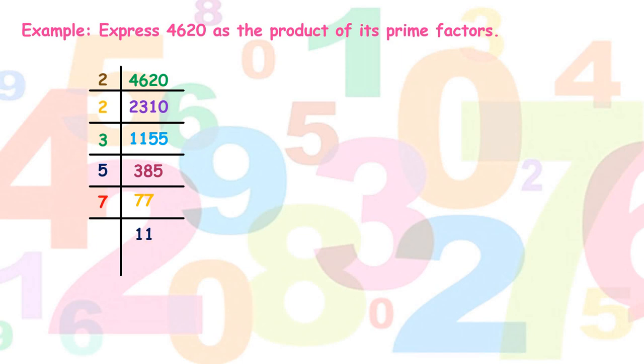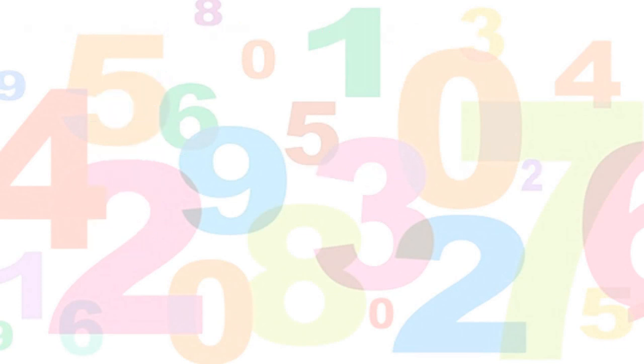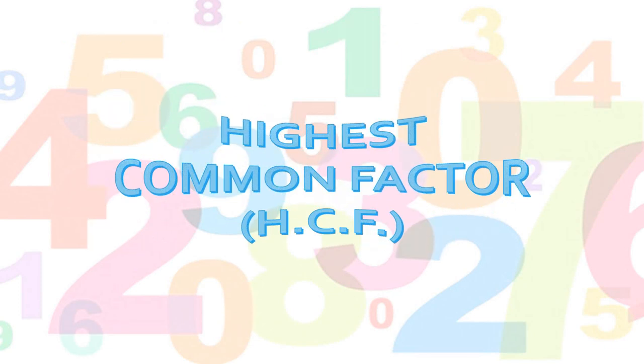And 11 is a prime number, so we get 1 in the end. So 4620 can be written as 2 into 2 into 3 into 5 into 7 into 11. So here we have expressed 4620 as the product of its prime factors. Okay? Now, highest common factor.